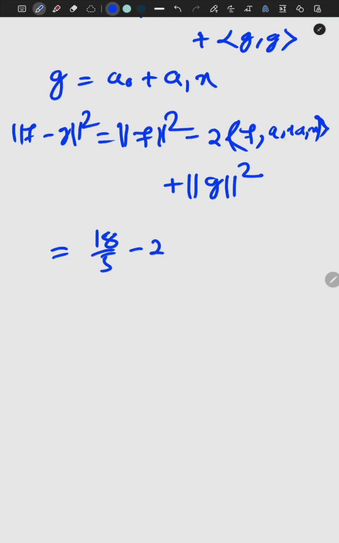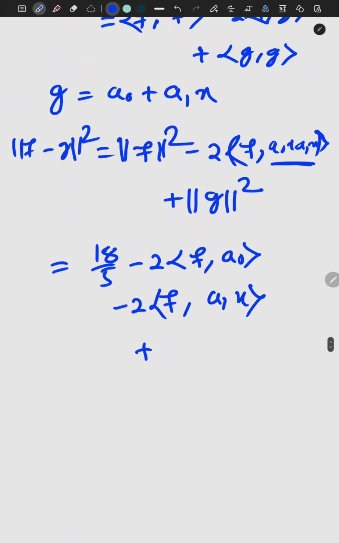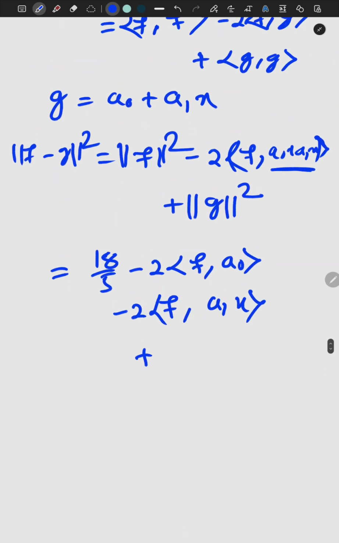Minus 2 times, inner product is linear, okay. So in the second bracket, if you open it by using the linearity condition of inner product, it gives minus 2 times the inner product of f comma a naught, minus 2 times the inner product of f comma a1x, plus g norm square. g norm square is what? g norm square is the inner product of g comma g. So it is better to write g comma g inner product, okay.